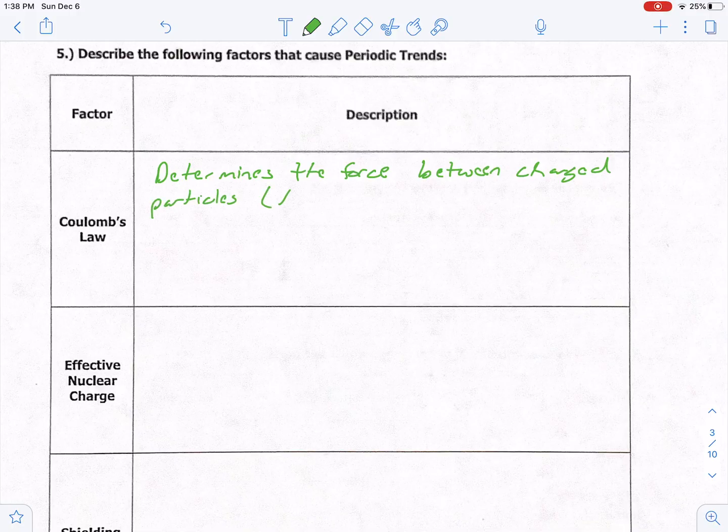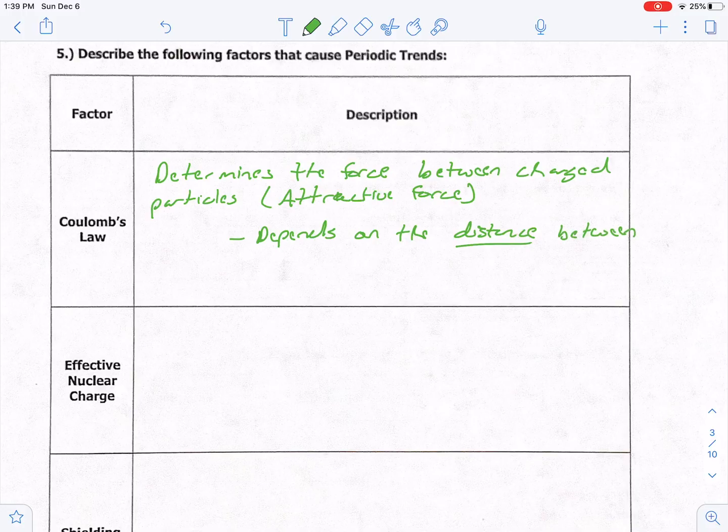Okay, so we also call this attractive force. This would be like something you would feel whenever you put two magnets close to each other. You're feeling that attractive force. Okay, but the main thing is it depends on the distance. I'm going to underline that. Depends on the distance between the nucleus, which is positive because it has protons in it, and the electrons. Okay, and they are negative.